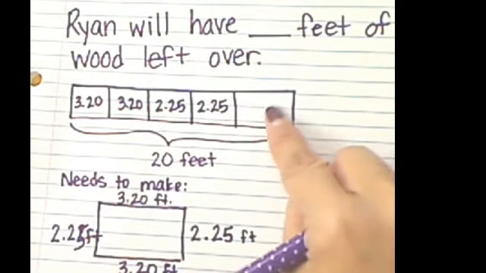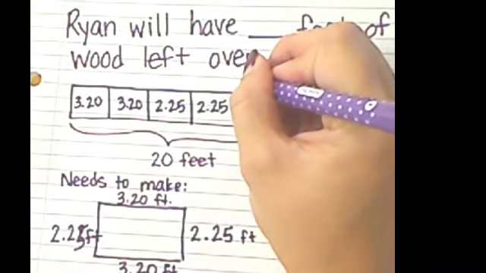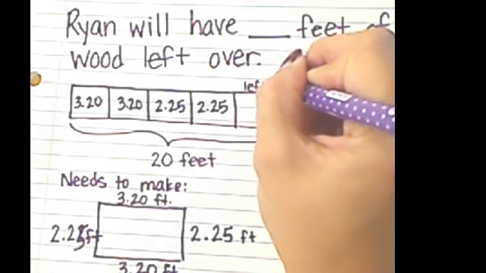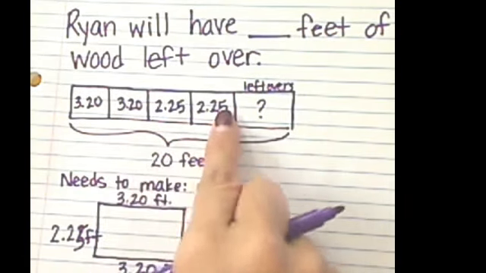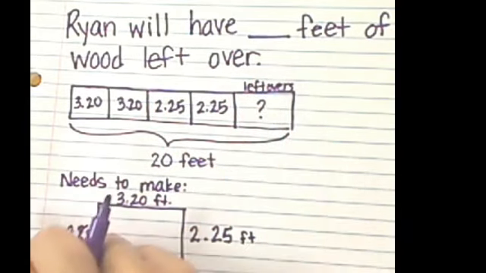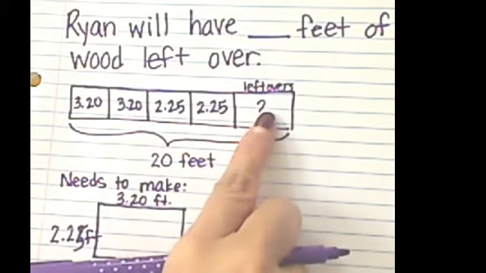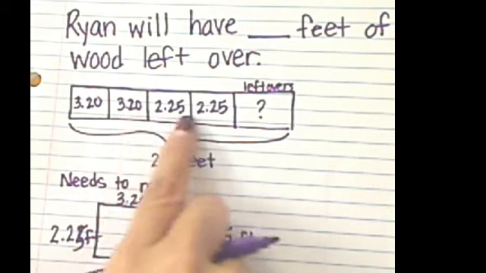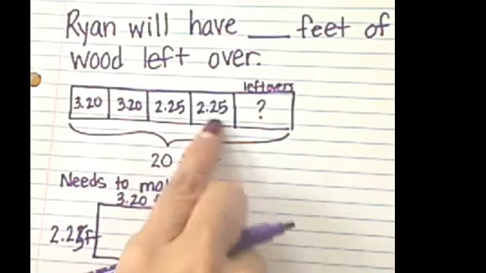So, do we know how much this piece is? No. This is our leftovers. Okay? So after he cuts up everything, how much is he going to have left over? Well, we don't know. We're still trying to figure that out. So, what are we going to do? How did we figure out a missing piece when you knew some of the pieces and the total? Well, let's add up what we've got.